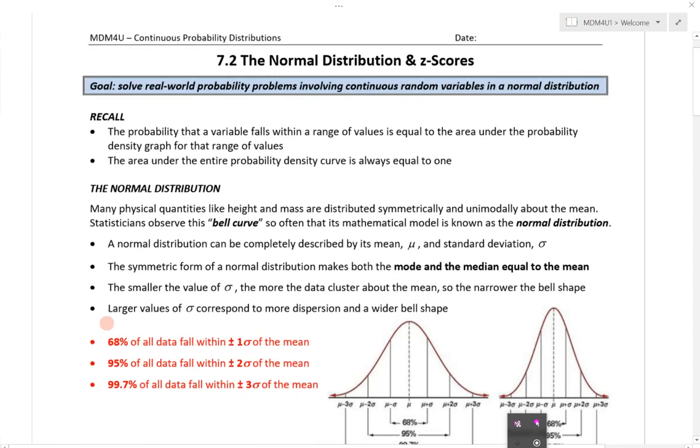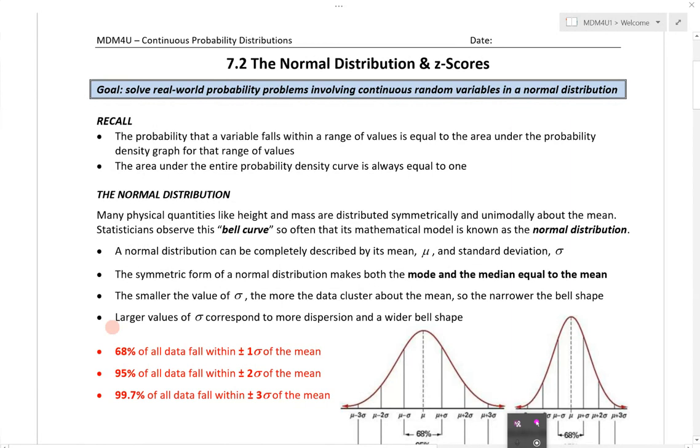Okay, so 7.2, the normal distribution. Remember that the probability of a variable that falls within a range of values is equal to the area under the probability density graph for that range of values. So we're talking about probability distribution, the probability of all the possible outcomes. In a continuous sense, it's always going to be the area under the graph. And remember also the area under the entire probability density is equal to 1, because you're taking into consideration all the outcomes.